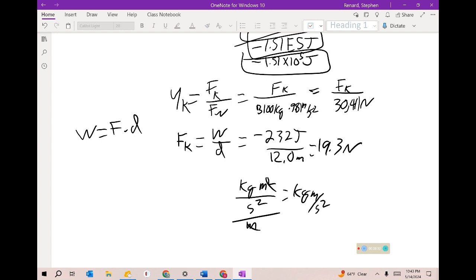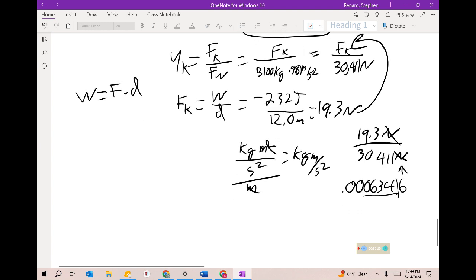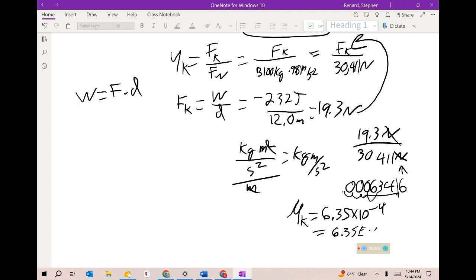Okay, so we take this 19.3, plug it in there, and divide by 30,411 newtons. Notice the newtons cancel out. So we have 19.3 divided by 30,411. And we get 0.000635, but we only get 3 sig figs here, so that last digit is going to round up. So what we end up with is our coefficient of kinetic friction equaling 6.35 times 10 to the negative 4. Or we can go 6.35 e to the negative fourth.